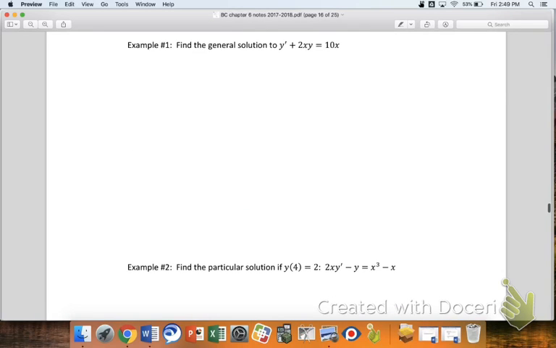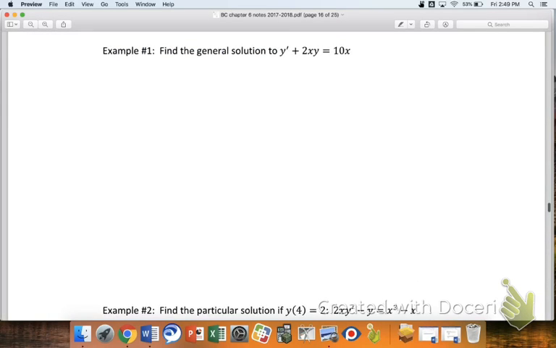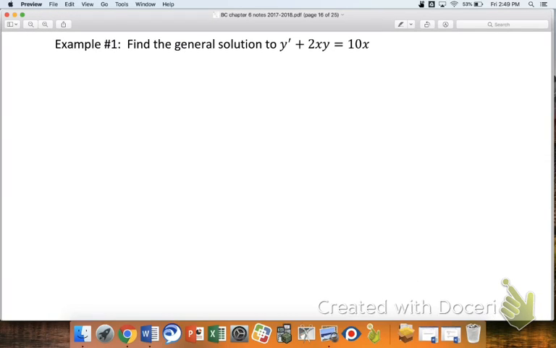So here it is. Example number 1. It says, find the general solution to that. Excuse me. So let's just take a second here and recognize that this is one of those first-order linear differential equations in the sense that it's dy dx plus 2xy equals 10x. That fits that framework from before.